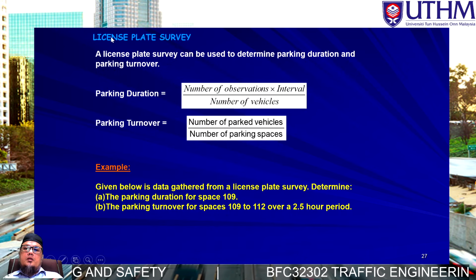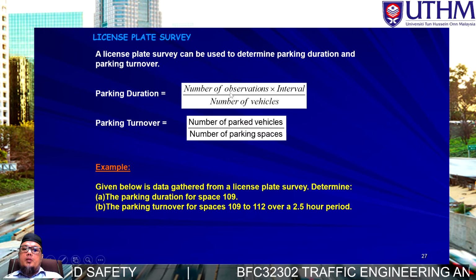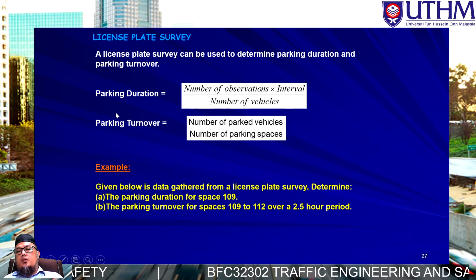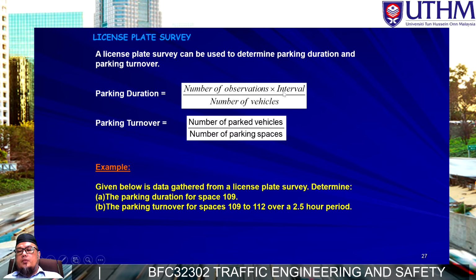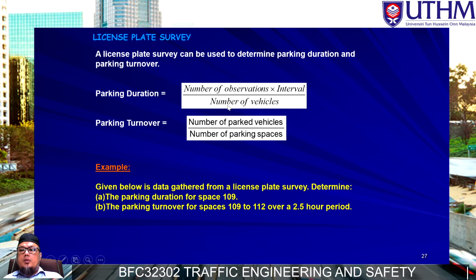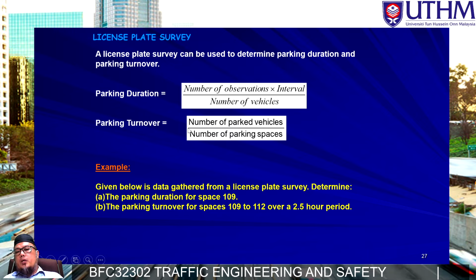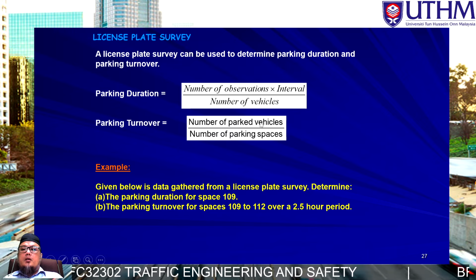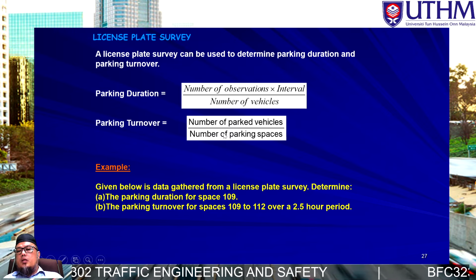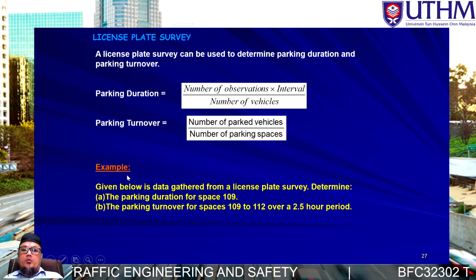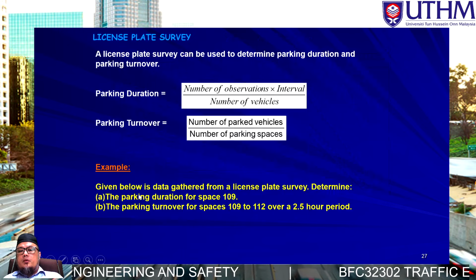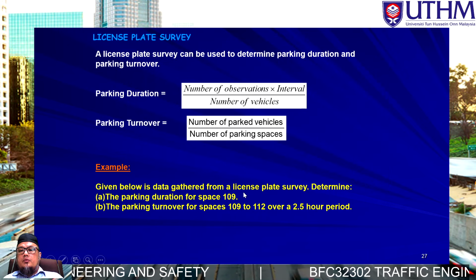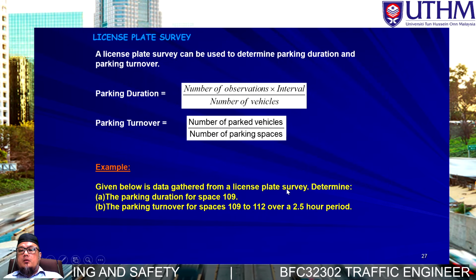Okay, next, the license plate method, or license plate survey. It's very simple. We just calculate the parking duration, which is the number of observations times the interval divided by the number of vehicles, and the parking turnover, which is the number of parked vehicles divided by the number of parking spaces. Okay, the given data is this one, collected using the license plate method.